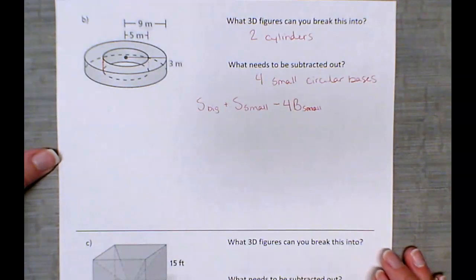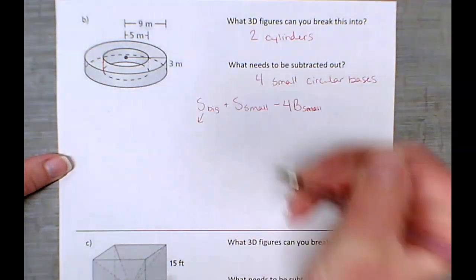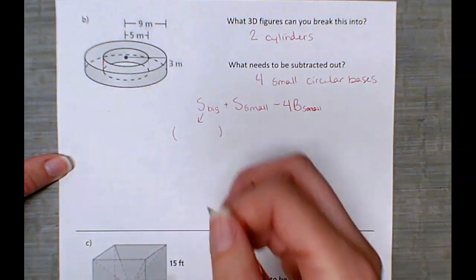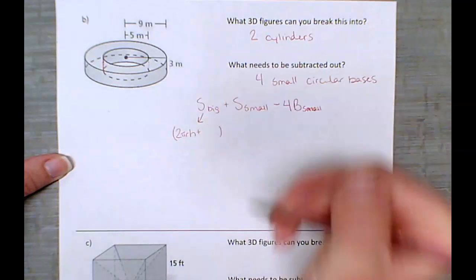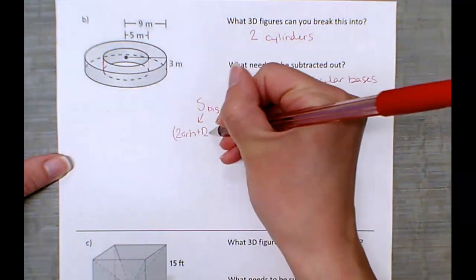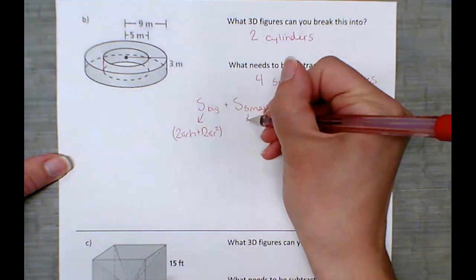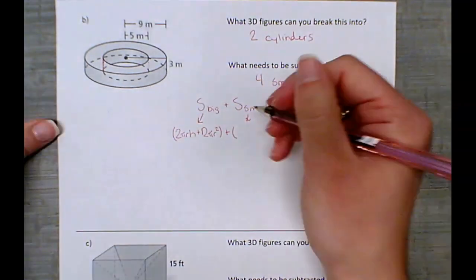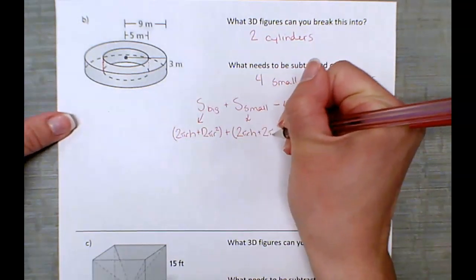So let's go ahead and insert the formulas for the surface area of these cylinders. So for the surface area of a cylinder, we have the lateral area, 2 pi rh, plus 2 bases. So, 2 pi r squared. That's a 2. And then I need to add to it the surface area of the smaller cylinder. So that would be another 2 pi rh plus 2 pi r squared.